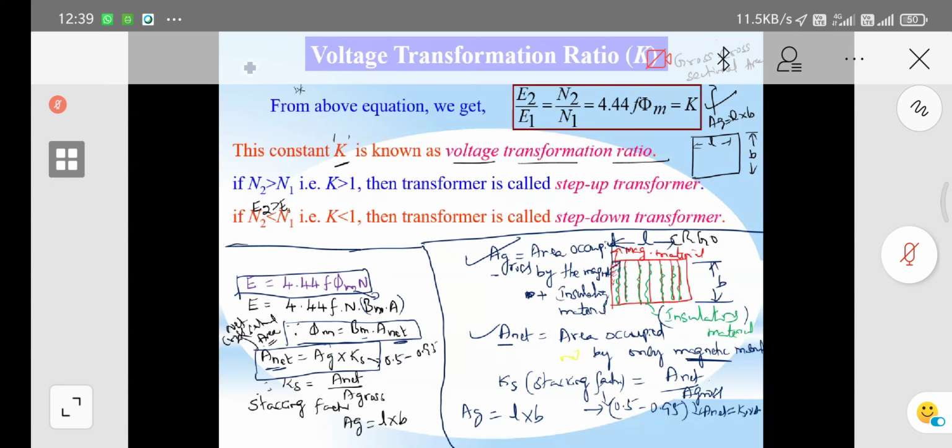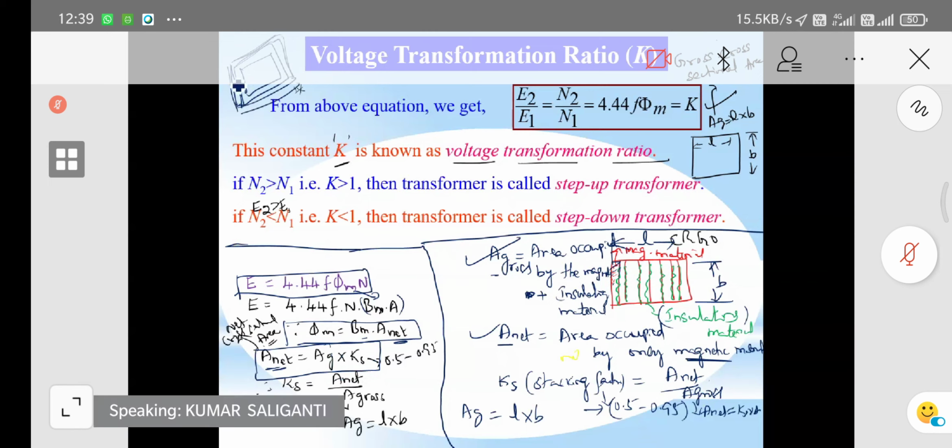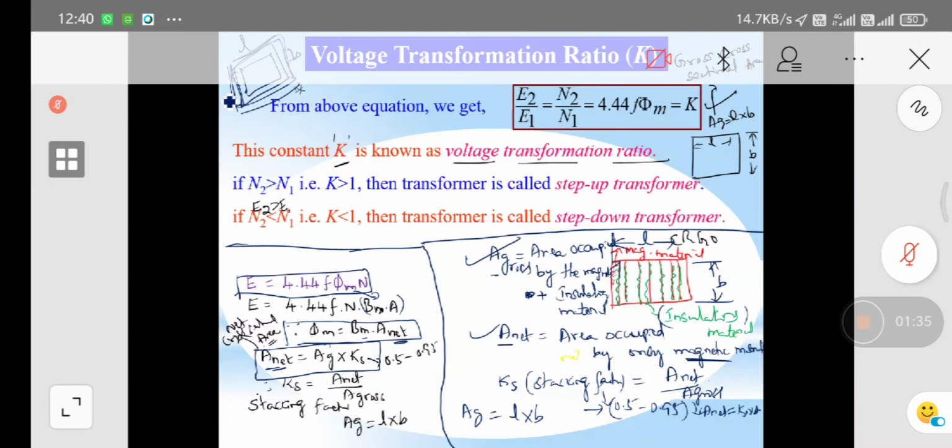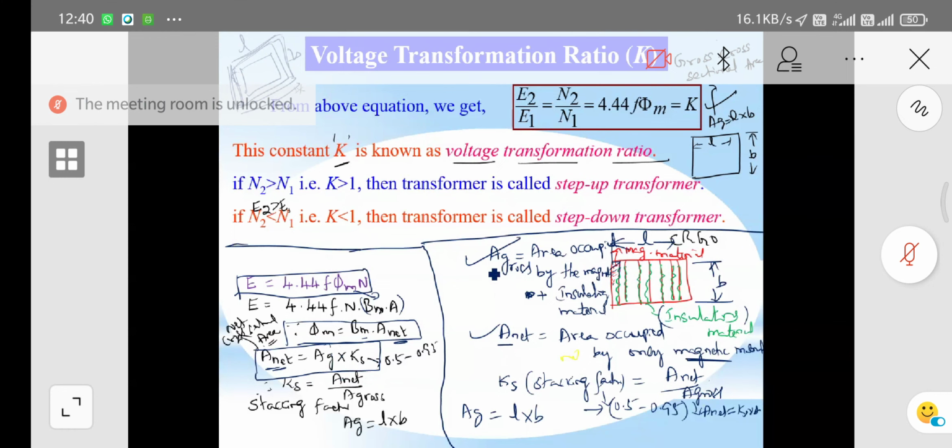So what is meant by net cross-sectional area, gross cross-sectional area, and Ks stacking factor? Generally we have the transformer. Suppose these are the laminations required in the transformer. In that we take the L and B. Between all the laminations, some insulating material will be there in order to avoid short circuit, for required electrical isolation. So the magnetic material along with the insulating material gives the cross section area called Ag.